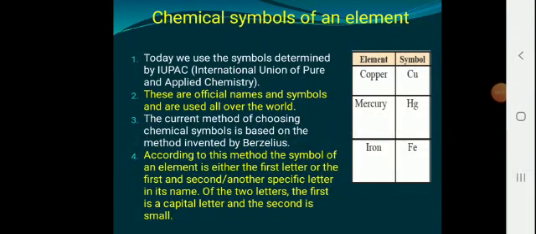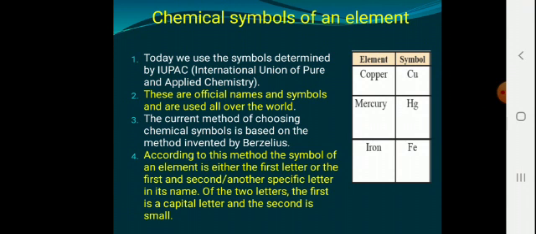Let us continue. Chemical symbols of an element. Today, we use the symbols determined by IUPAC system. What is the long form of IUPAC? International Union of Pure and Applied Chemistry. The symbols determined by IUPAC are used all over the world.